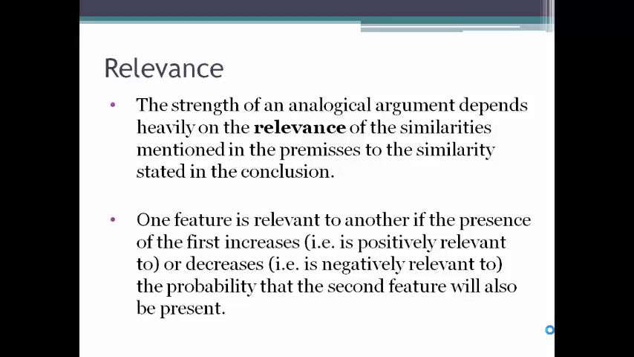So your book gives the example of a car. Two cars having the same color isn't very relevant to how durable or trustworthy the cars are. It's just not the type of feature that's going to be positively relevant to, or even negatively relevant to, the probability that a car will be durable. The similarity in color is not relevant. But it is going to be relevant if we're talking about something like aesthetic appeal.